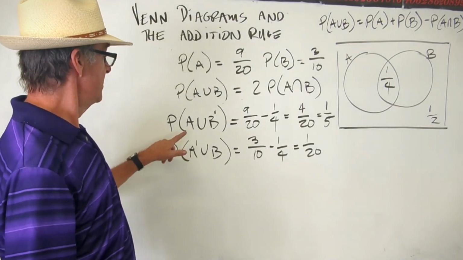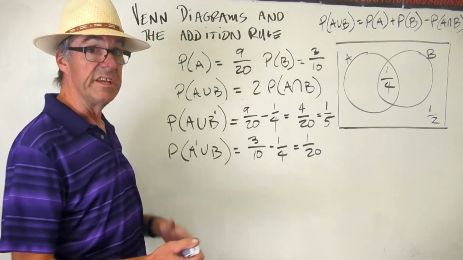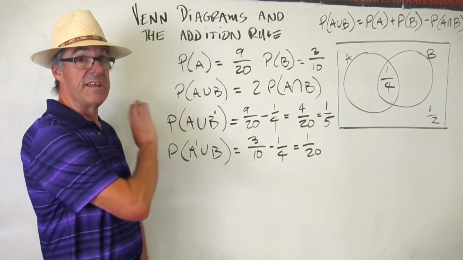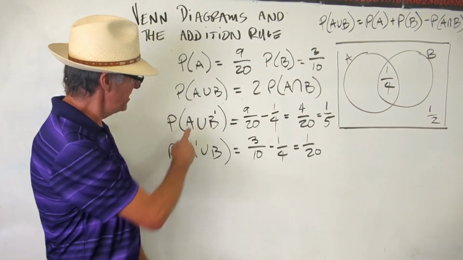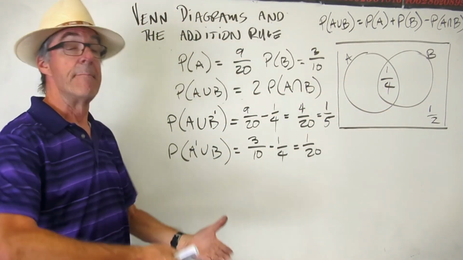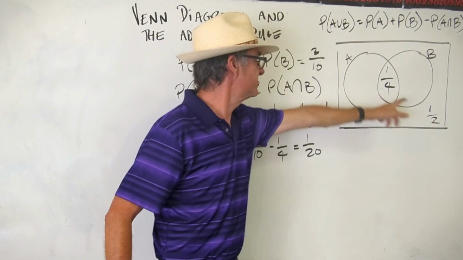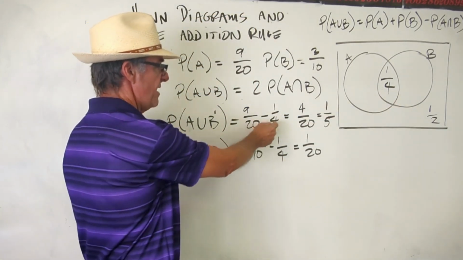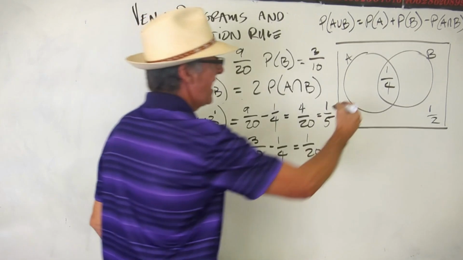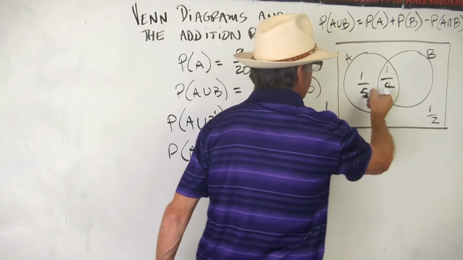All right, so the next one to figure out is A only, which is everything that's in A and not in B. So everything that's in A and not in B, that's this section here. And that's just going to be everything in A minus the intersection, minus the quarter. So I did 9/20 minus 1/4. That's going to give us 4/20 or 1/5. So we can add that in right there.